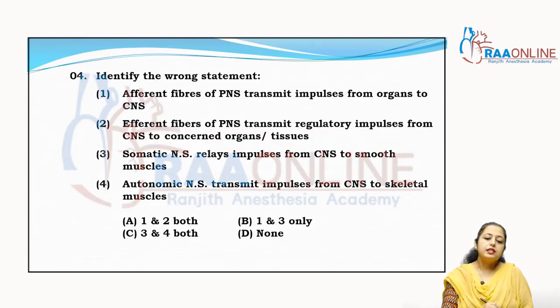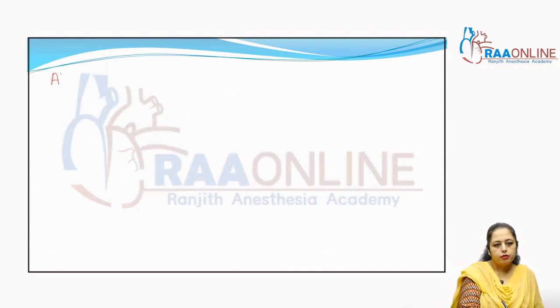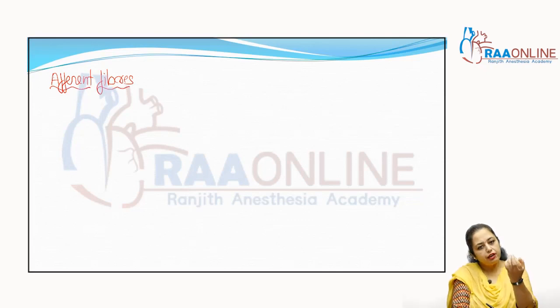Next, identify the wrong statement. First, when we see here, that is the afferent fibers, the efferent fibers, the somatic nervous system and the autonomic nervous system, right? What are these? What are they doing, right? Actually, when we talk about the afferent fibers, right? What are the afferent fibers? A for afferent, A for ascending.